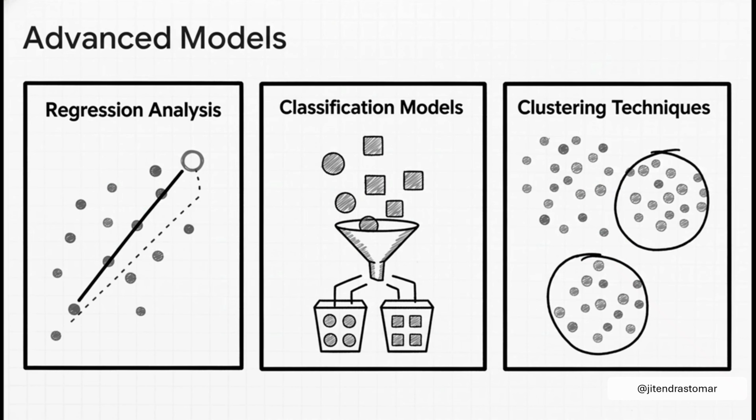And for the really tricky mysteries, you can bring in some of the heavy hitters. Think of regression analysis like a crystal ball. It uses past data to help predict the future, like forecasting next quarter's sales. Classification models, they're like a sorting hat. They automatically put things into categories, like figuring out which customers might be about to leave. And clustering techniques are like finding the different social circles at a party. They reveal natural groups in your data that you never even knew were there.